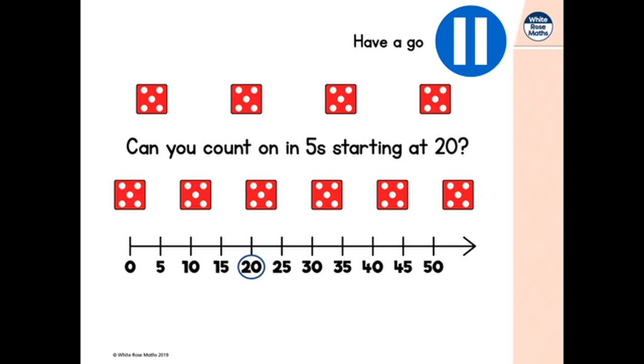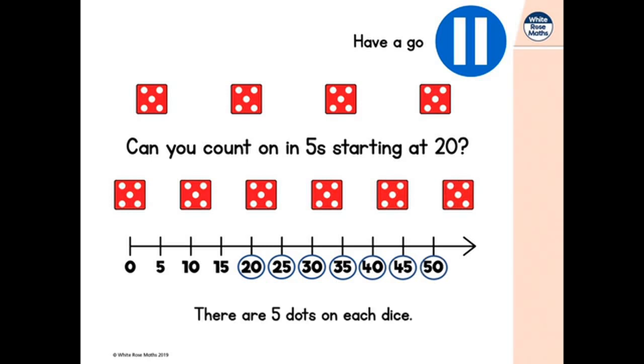Okay, let's try this together. We already knew there were 20 dots, but now we're going to count on. 25, 30, 35, 40, 45, 50. There are 5 dots on each of the dice, and there were 10 dice altogether. So we counted by fives, and how many dots were there altogether? There are 50 dots. Excellent job.